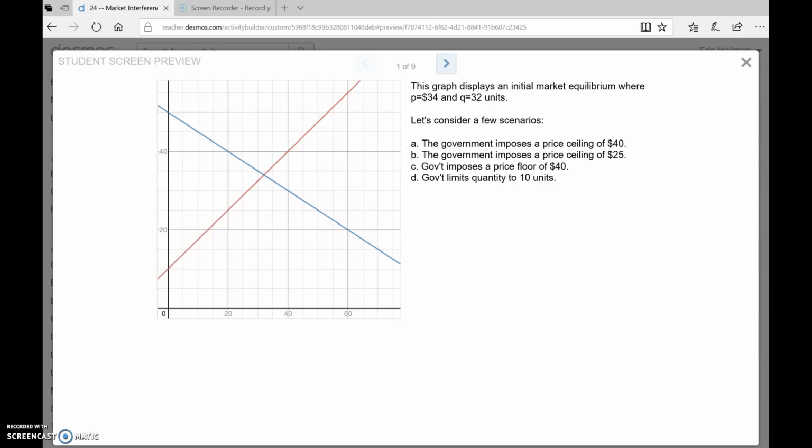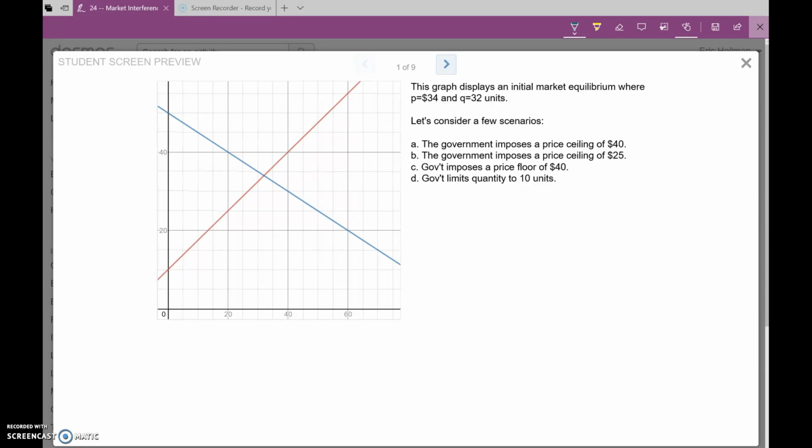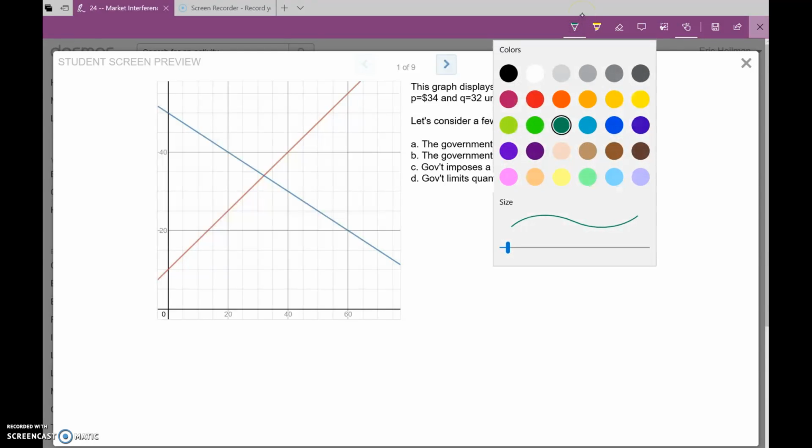So we're going to do a couple definitions and we're going to go through a couple examples here. We're going to be talking a lot about price ceilings, price floors, and then eventually taxes. So I want to do some definitions to make sure everybody knows what we're talking about.